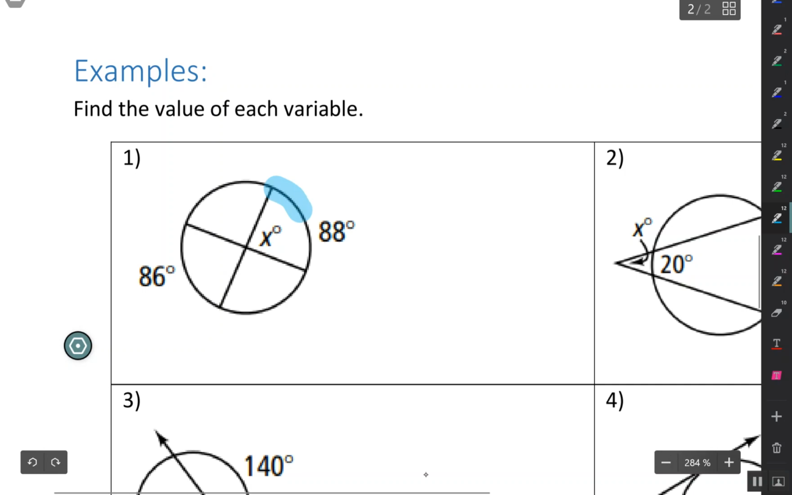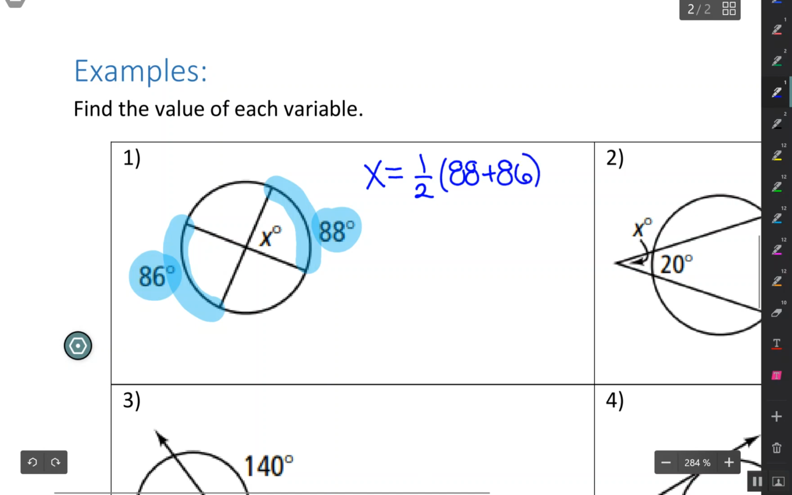So we're going to take 88 and 86 and add them up and then divide by 2. So the angle on the inside is equal to 1/2 the sum of those two arcs. You should be able to tell that that's not the center, because if it was the center, those arcs would be the same. It'd be vertical angles here, and they'd both be the same, but they're not. You calculate this out, it's 87 degrees. It's right in the middle between those, it's an average.